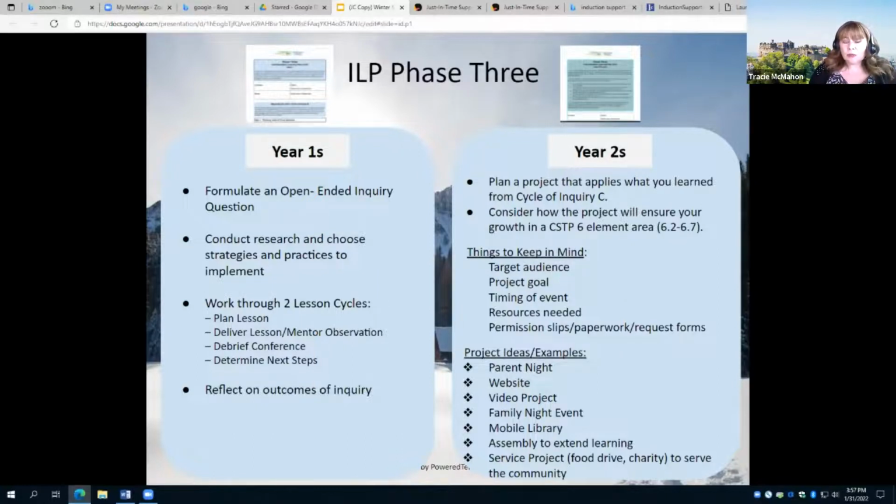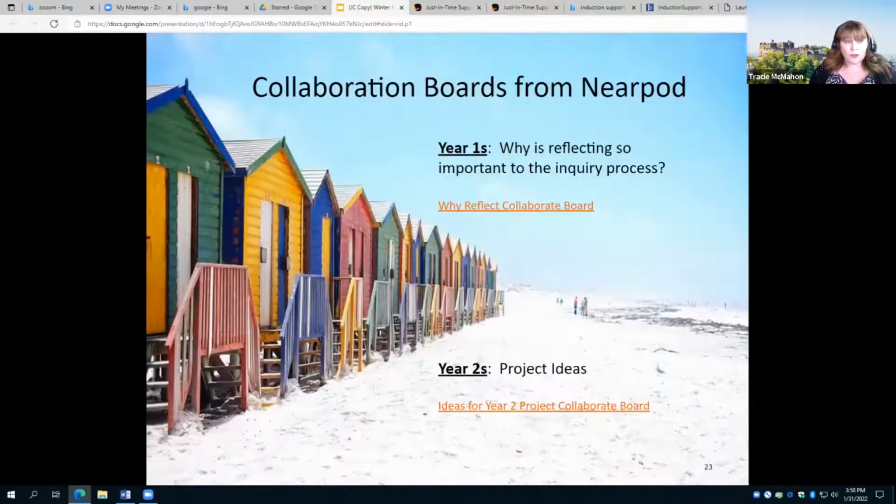So remember 6.2 through 7 is really all about extending the learning outside of your classroom. So maybe sharing some learning with peers or families or the community in some way. Okay, so that's the difference between those 2.